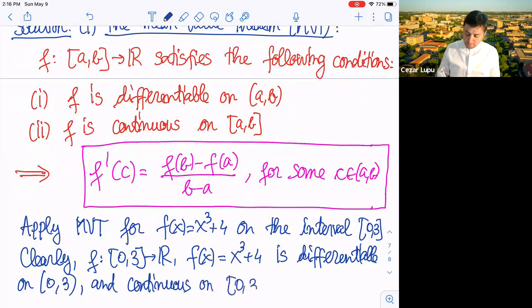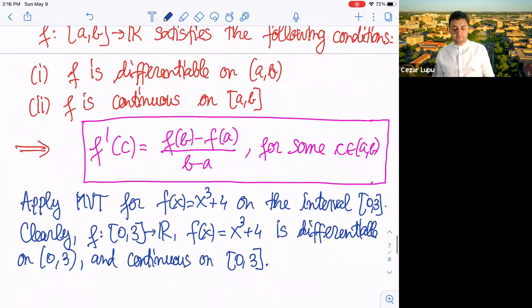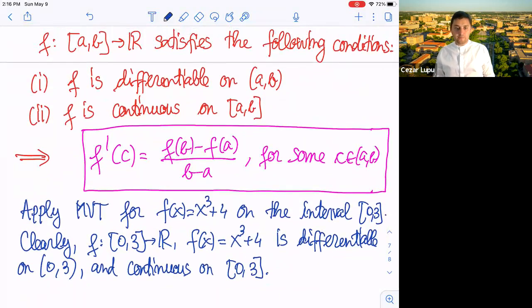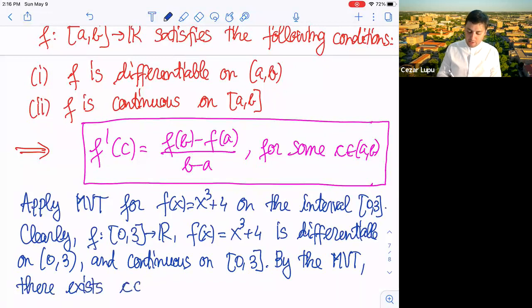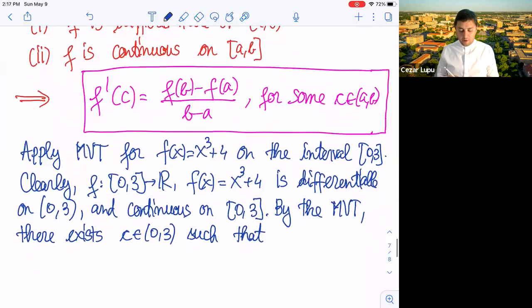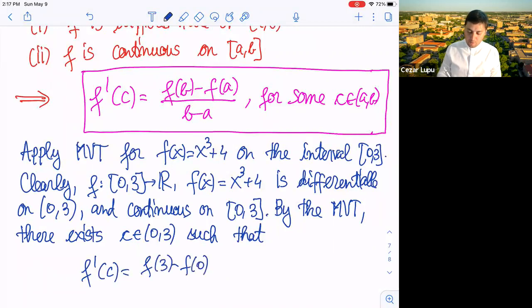On the closed interval 0, 3, right? Okay. So now, since the two conditions are met from the theorem, let's just apply the theorem. By the mean value theorem, there exists this number c in (0, 3) such that f prime of c, in our case, is (f of 3 minus f of 0) over (3 minus 0). Or if you want, it is 1/3 times (f of 3 minus f of 0).